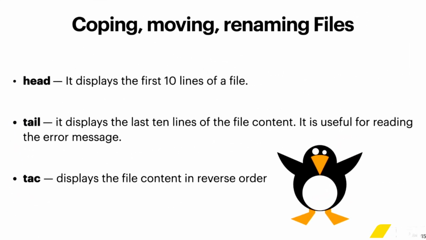Let's continue and see the head command. Now, how does the head command work? The head command will print out 10 lines of the file from the beginning. Similarly, the tail command will print the last 10 lines. And then there is the tac command, which is exactly opposite of the cat command. Let's see how these commands work.